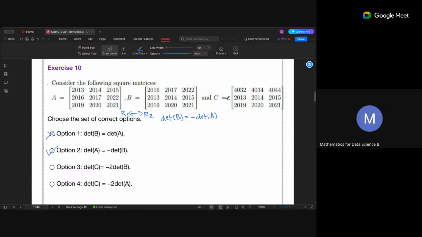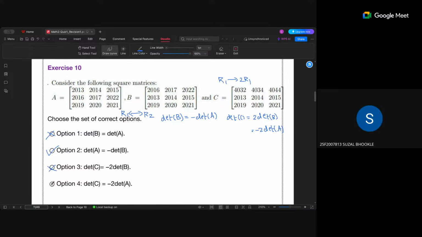Now, what is the relation you observe between matrix B and matrix C? Row 1 is replaced with 2 times row 1. So what is the relation between determinant of C and B? 2 times determinant of B. Now, if I want it in terms of A, I can replace determinant of B with minus determinant of A, so minus 2 times determinant of A.